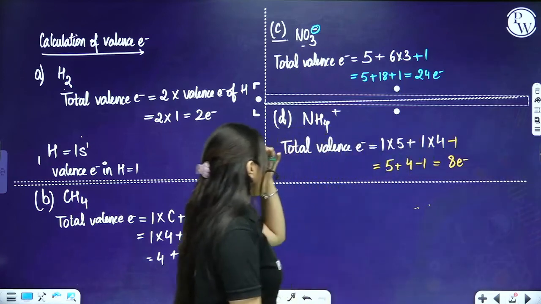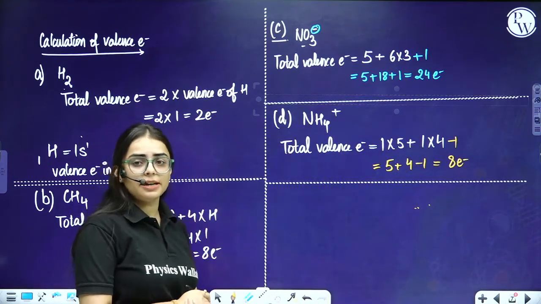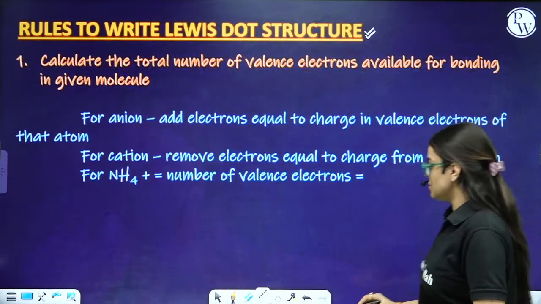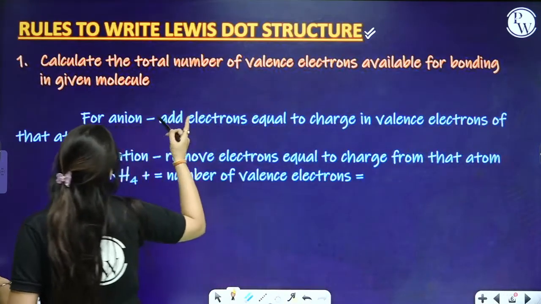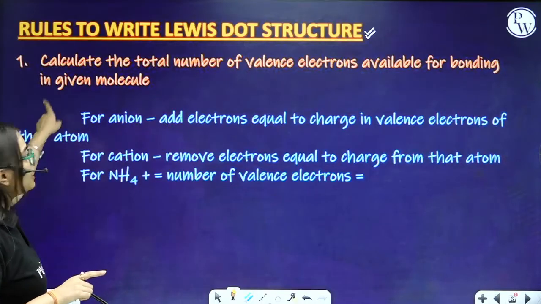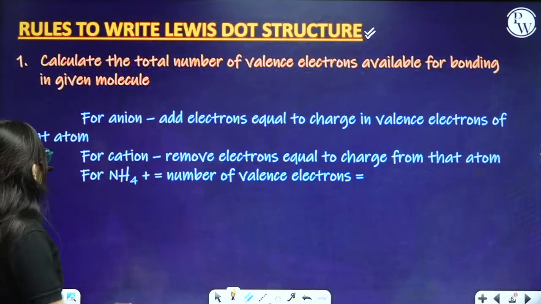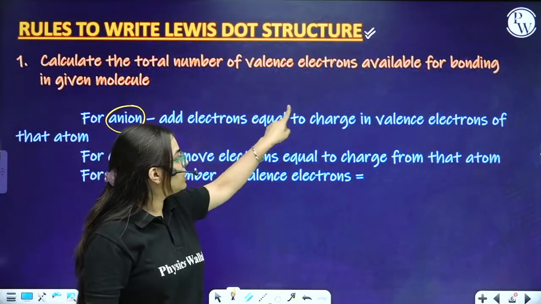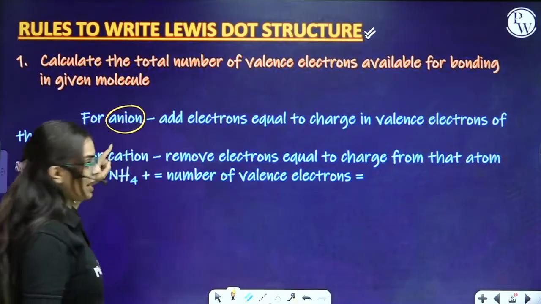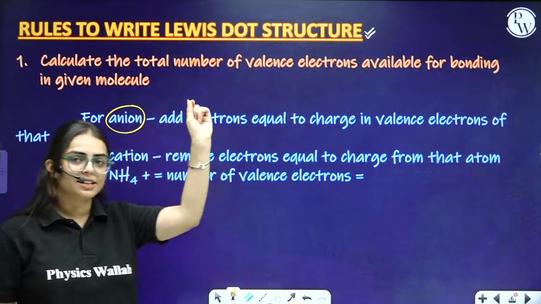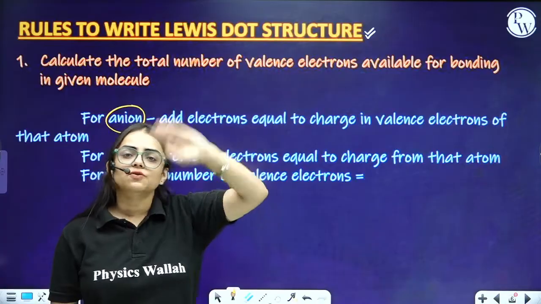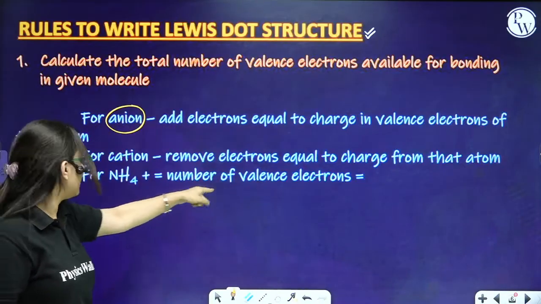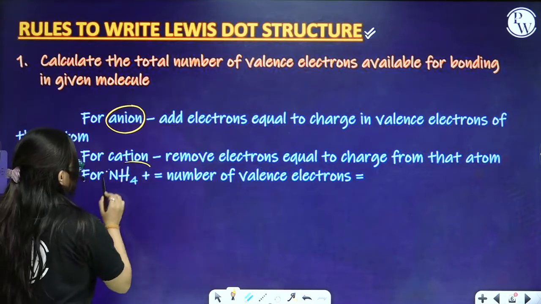So this was all about the calculation of valence electrons. The very first rule was to calculate the total number of valence electrons available for bonding in a given molecule. Now for an ion which carries a negative charge, add electrons equal to the charge to the valence electrons of an atom. When there is a positive charge, you have to subtract it. That means for a cation, remove the electrons. Clear, everybody? And the example they have given is NH4 positive.